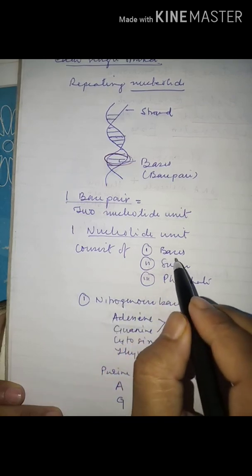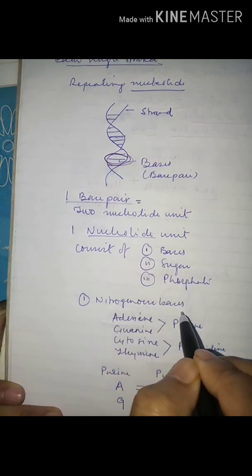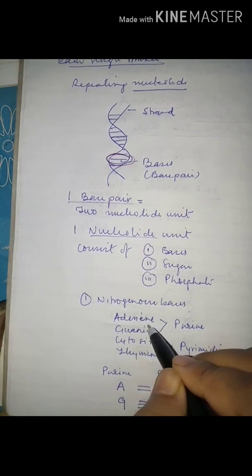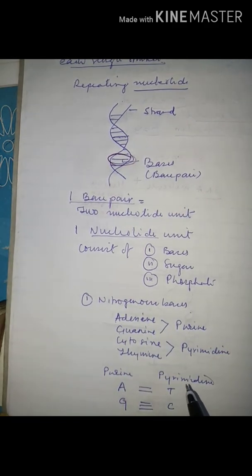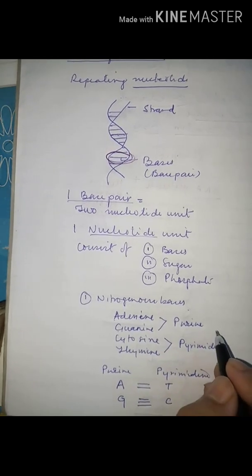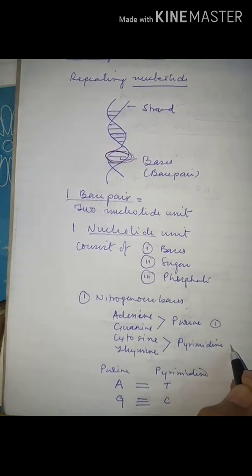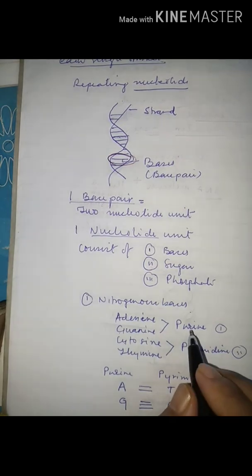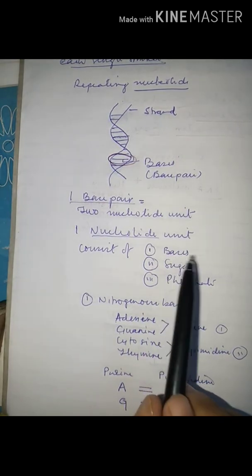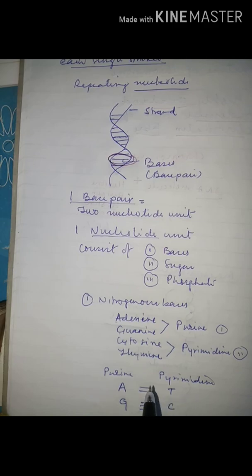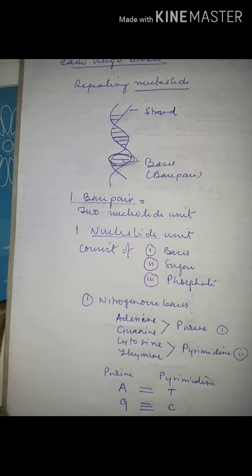First of all, bases. These bases are known as nitrogenous bases, which are 4 types: adenine, guanine, cytosine and thymine. These bases are categorized in 2 categories, that is purine and pyrimidine. Whenever a base pairs with another base, it must be between purine and pyrimidine. Adenine base pairs with thymine by double hydrogen bond, and guanine base pairs with cytosine by triple hydrogen bond.